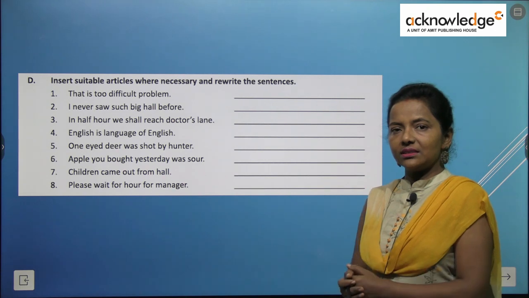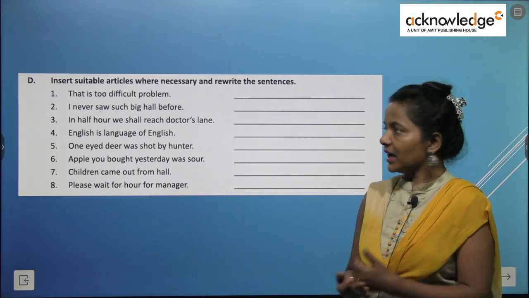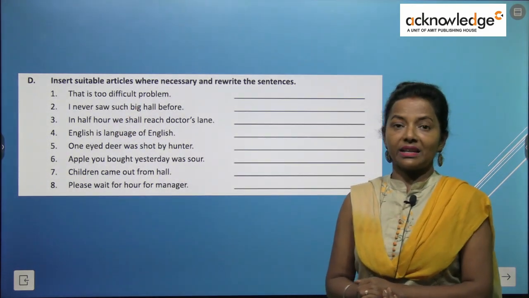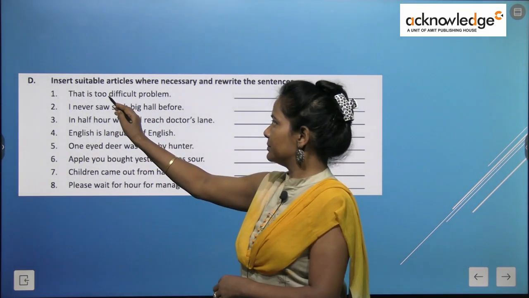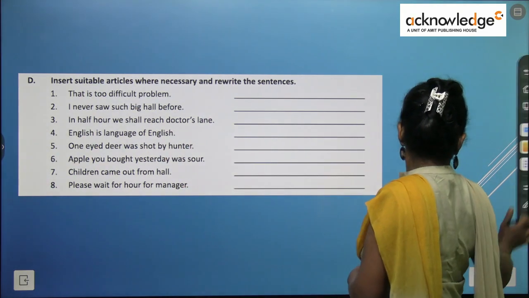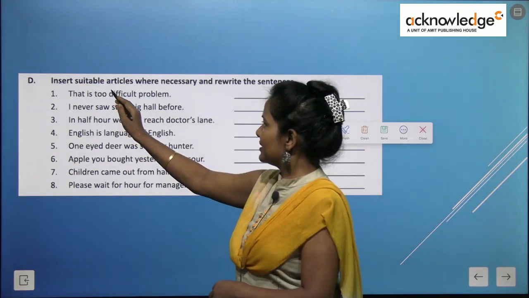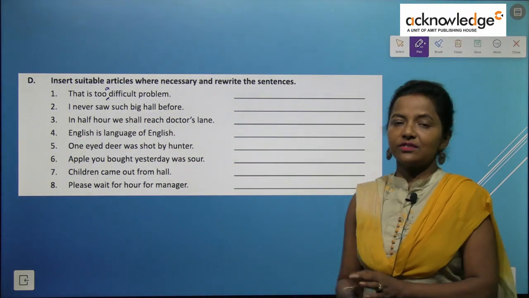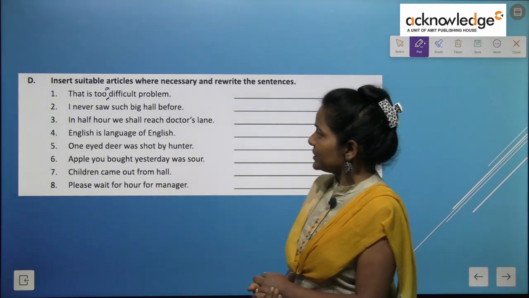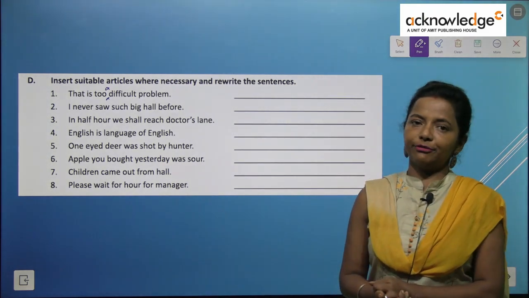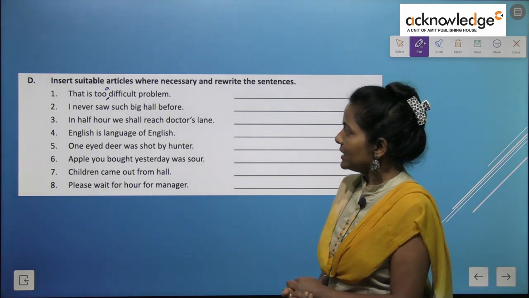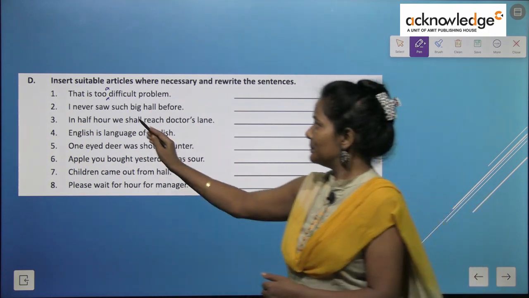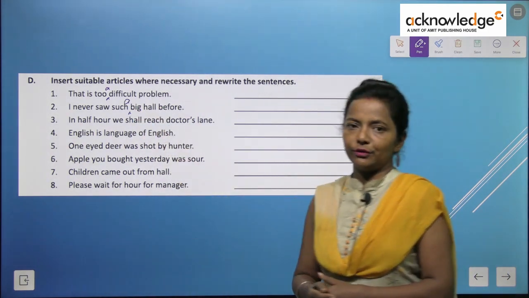Now where to insert a and the? There are three articles. That is too a difficult problem. So we insert a here. That is too a difficult problem. Fine children? I never saw such big hall before. I never saw such a big hall. Such a big hall. Okay?